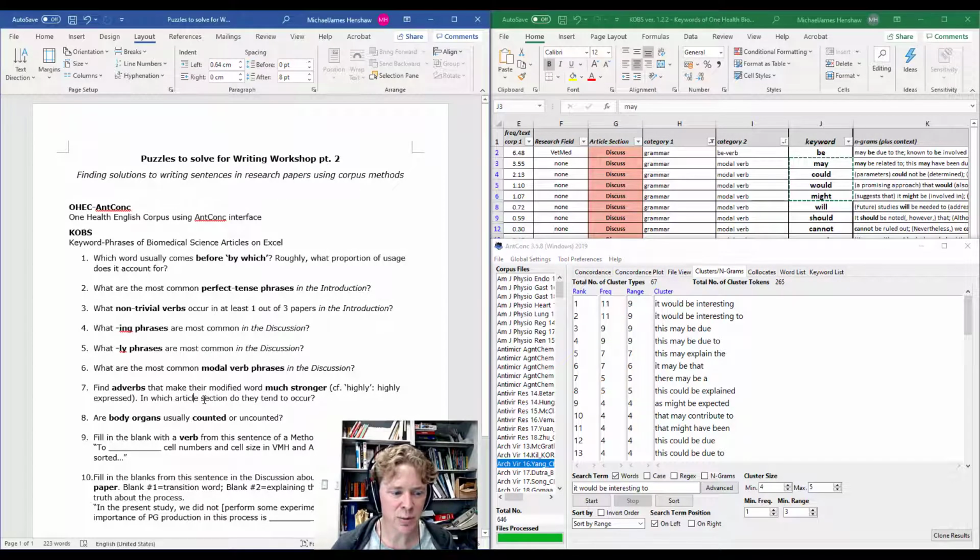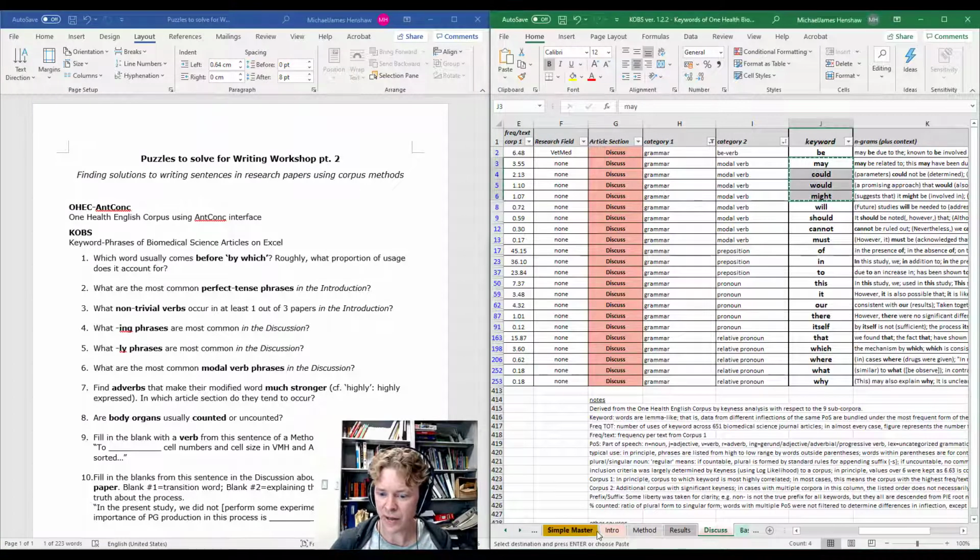Okay, let's move on to number 7. Let's find adverbs that make their modified word much stronger. So for example, highly is an adverb that makes expressed much stronger. So highly expressed. And in which article section do they tend to occur? Okay, there's, again, multiple ways to do this. Adverbs often end in ly, so I could do my ly search again on AntConc. But they don't always end in ly.